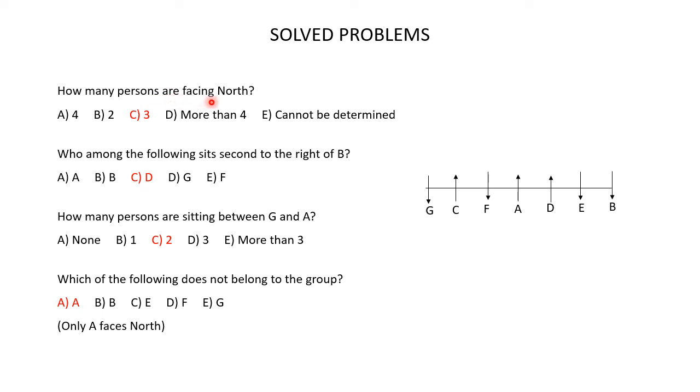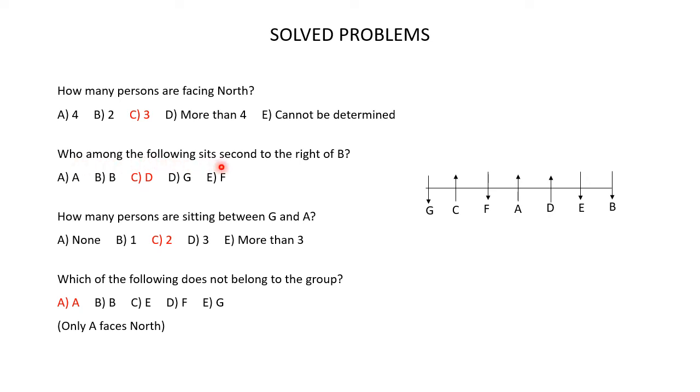How many persons are facing north? You're given 5 options and you have to find out which of these options is the correct one. So you have to find out how many persons are facing north. Here C is facing north, A is facing north and D is facing north. So there are 3 persons facing north. The correct answer is option C, 3.